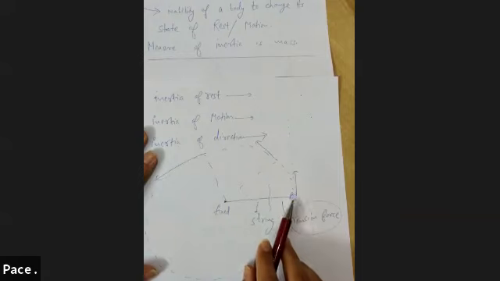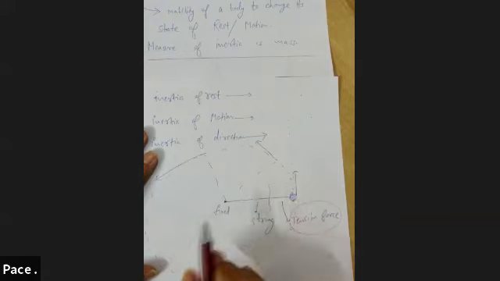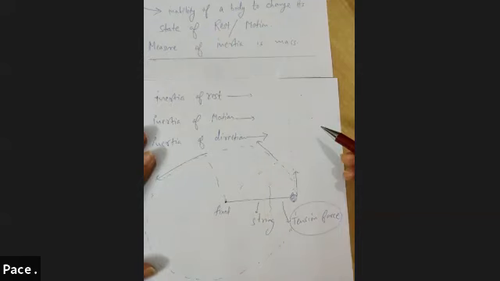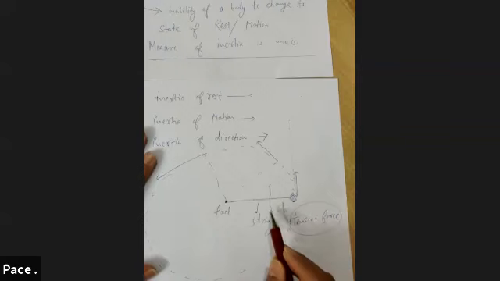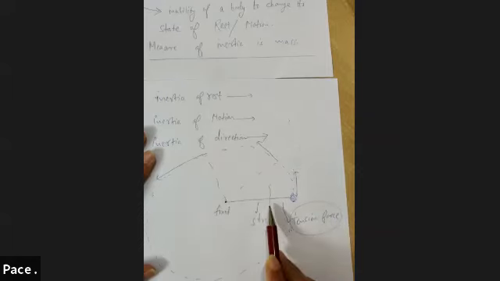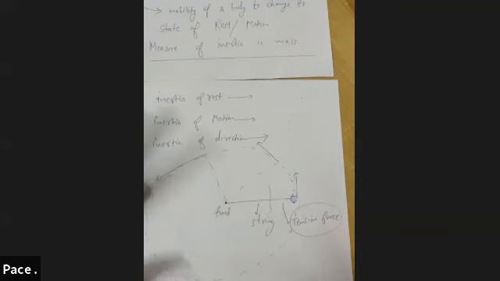The particle will continue to move in its original direction if no external force is applied. If I cut this string, this particle will go tangentially. Why is it changing its direction? Because of the tension force applied by this string. This is known as inertia of direction. So this one is the first law of Newton.